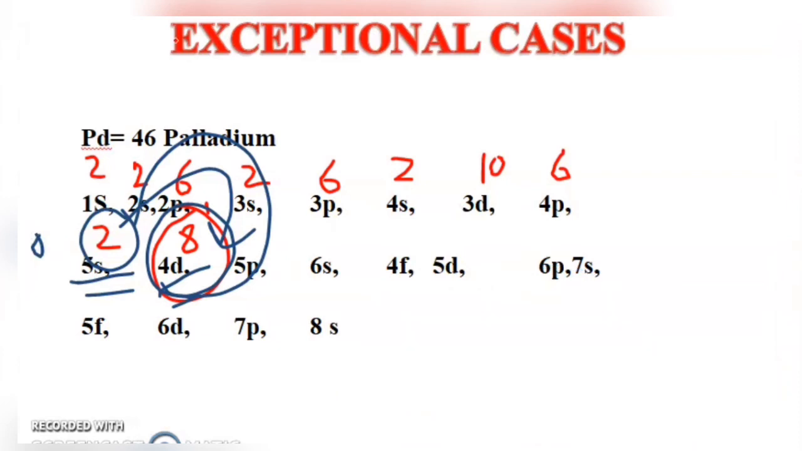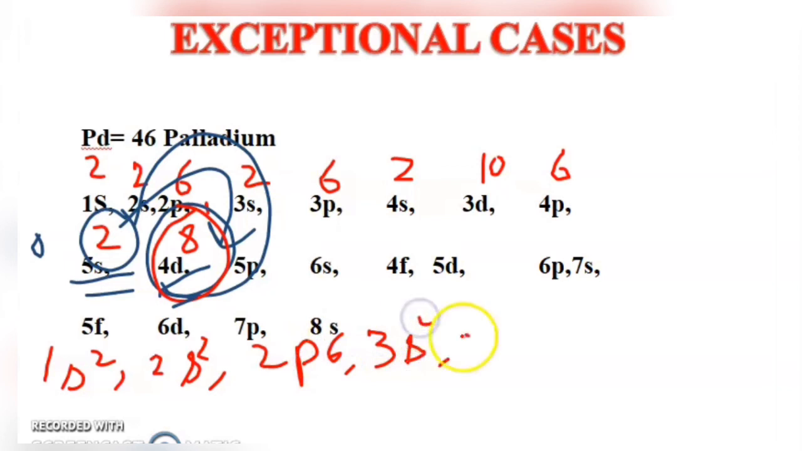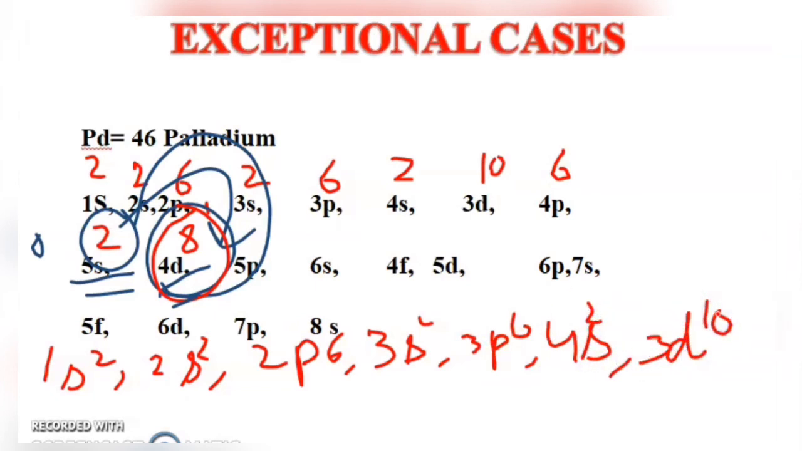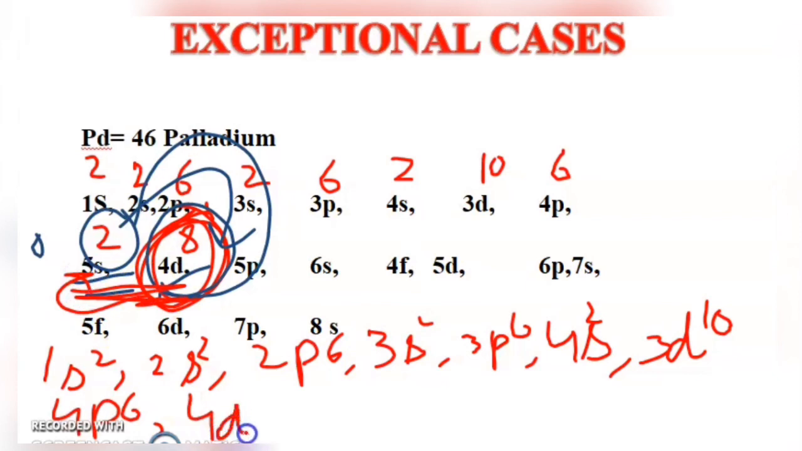Then we can write the electronic configuration as 1s2, 2s2, 2p6, 3s2, 3p6, 4s2, 3d10, 4p6. Then here 4d will be filled first, followed by 5s. Then 4d10, 10 electrons, and 5s0, 0 electrons. This is the correct electronic configuration in the case of palladium.